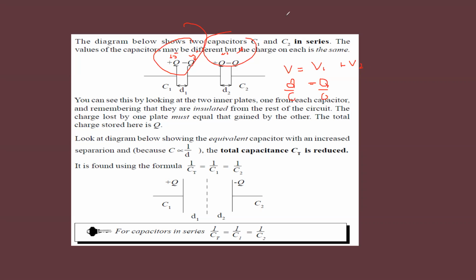The charge will be the same. The total charge is same as the charge on each capacitor. So this all Q will cancel out and the combined will be reciprocal. So it's easy to remember for parallel plate.